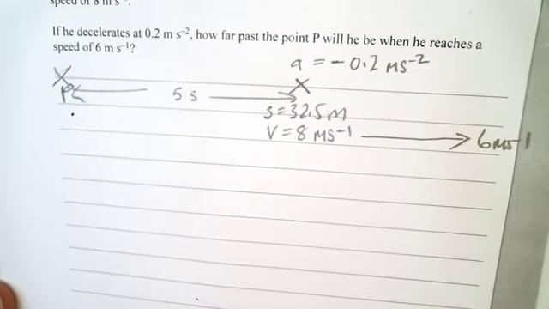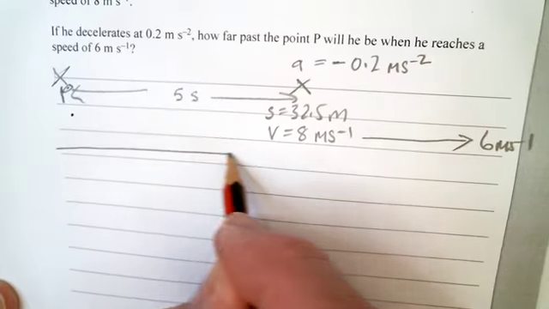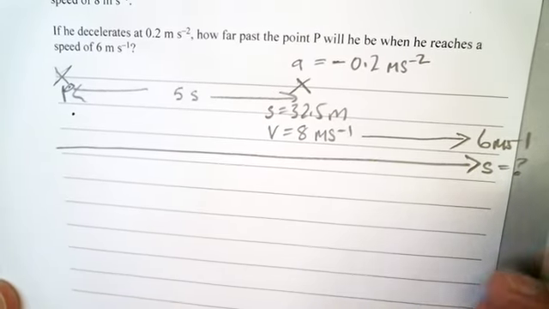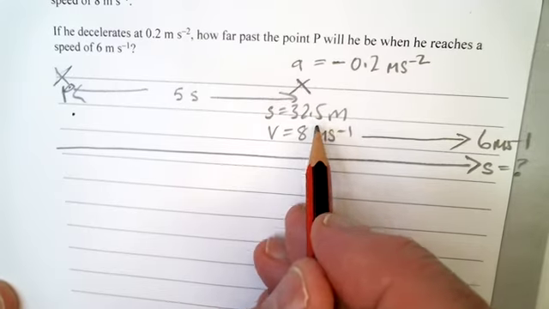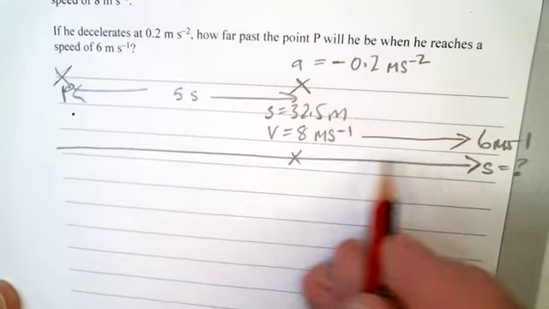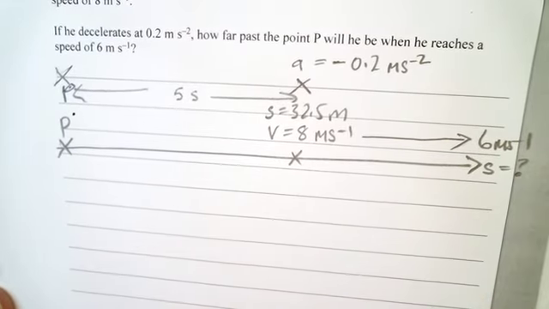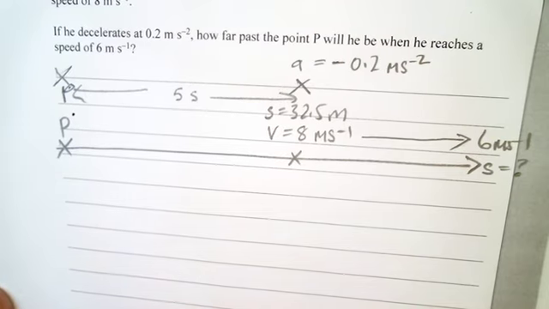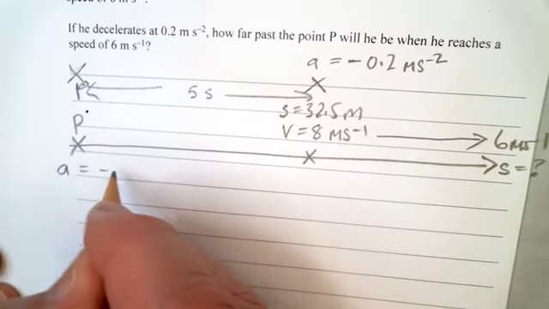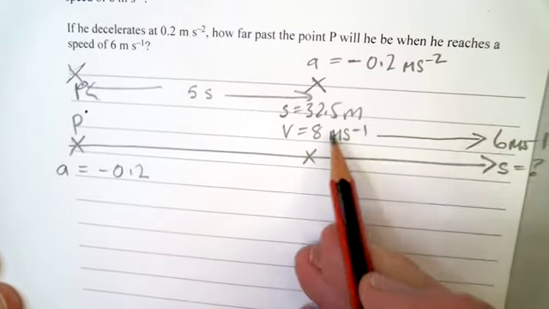All we want to find out is, once you get to 6 meters per second, what is the S value, the distance? Here it's 32.5, so that's our starting point. Let's see how far past P they have traveled when they reach 6 meters per second. First of all, acceleration is equal to negative 0.2, and we want to go from velocity 8 to 6.